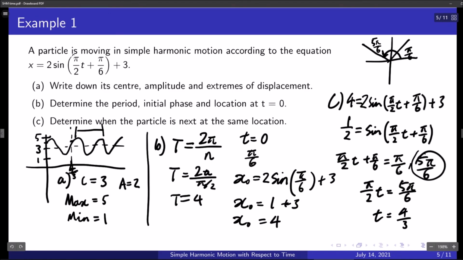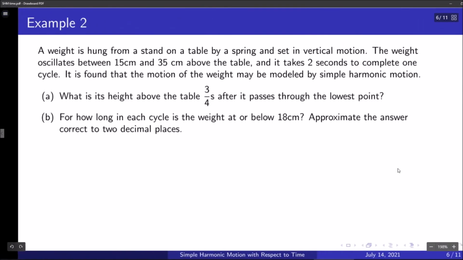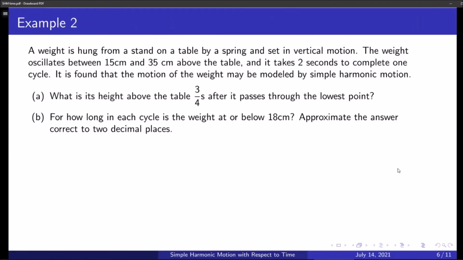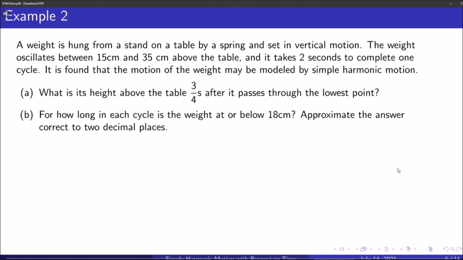Now let's look at a second example. It's also pretty straightforward. Our weight is hung from a stand on a table by a spring set in vertical motion. The weight oscillates between 15 centimeters and 35 centimeters above the table and takes 2 seconds to complete one cycle. Yeah? So there's some information we can gather from the description here.